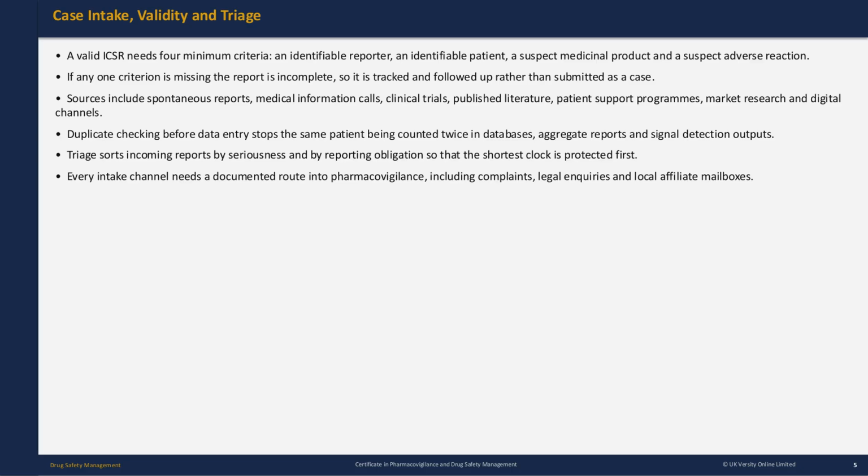Case intake, validity, and triage. A valid ICSR needs 4 minimum criteria: an identifiable reporter, an identifiable patient, a suspect medicinal product, and a suspect adverse reaction. If any one criterion is missing, the report is incomplete, so it is tracked and followed up rather than submitted as a case. Sources include spontaneous reports, medical information calls, clinical trials, published literature, patient support programs, market research, and digital channels. Duplicate checking before data entry stops the same patient being counted twice in databases.